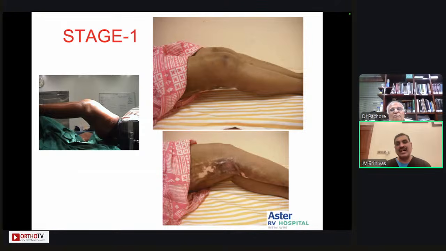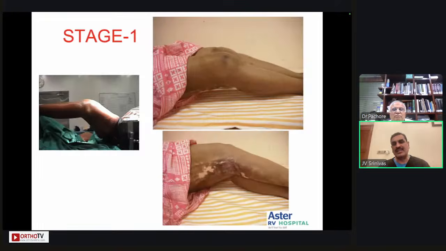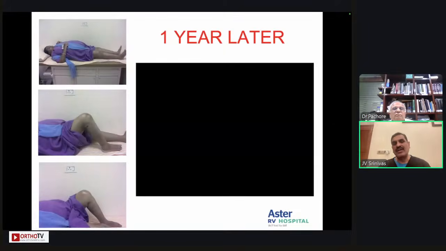And here we had to use the help of a plastic surgeon to excise the scar, get the scar removed, and get it solved. And then we had to do a knee replacement. This is a patient with rheumatoid arthritis, bedridden patient. And once the scar is removed, patient got a complete range of movement.